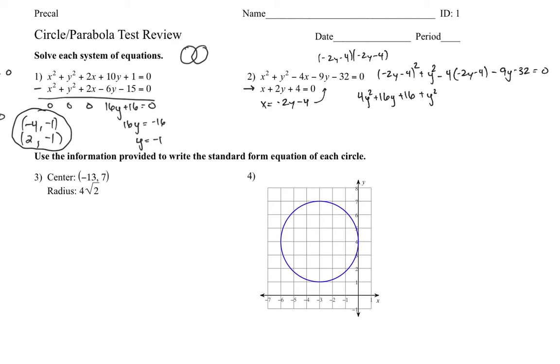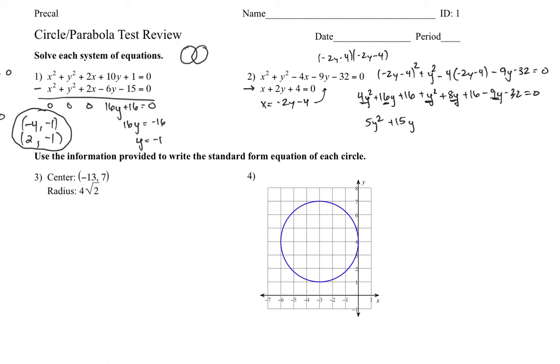Plus the y squared. I'm going to distribute the negative 4, so that's going to be plus 8y. Negative 4 times negative 4 is plus 16. Then we bring the negative 9y and the minus 32 down, equals 0. Once we're finished with parentheses and exponents, I'm going to collect any like terms. We have the y squared, so that's going to be 5y squared here. We've got a 16y, an 8y, and a negative 9y. So that's going to end up being a positive 15y.